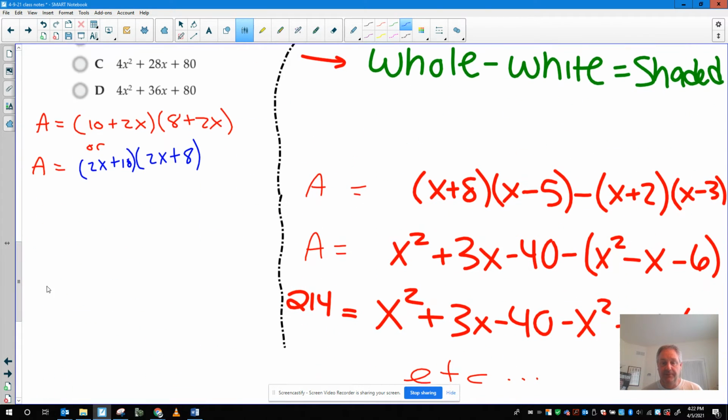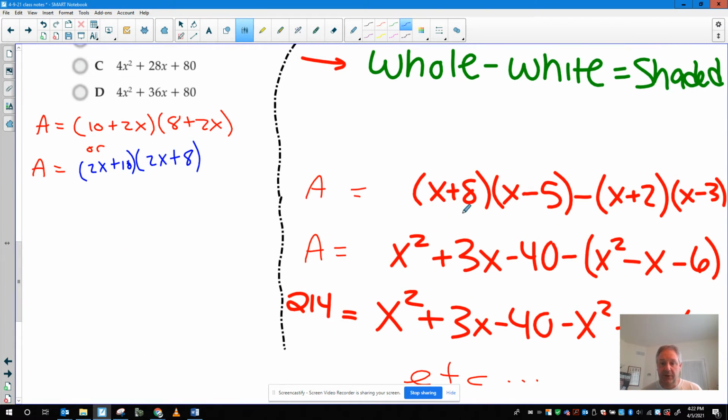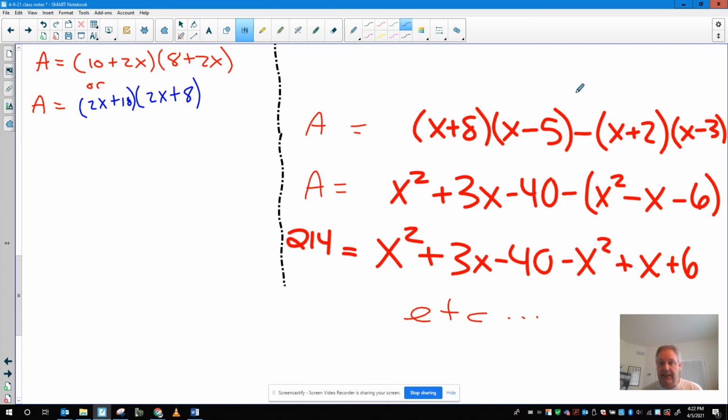Same thing here. My area would be the first foiling minus the second. Now this is what makes this problem a little bit more difficult. I have to keep the subtraction outside of the parentheses. This is what I get when I FOIL these two. Then I have to distribute this negative to all three, and that gives me the plus here and the plus here. I plugged in the 214, that's the area, and then I can just solve that equation.